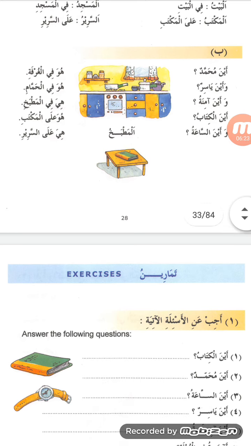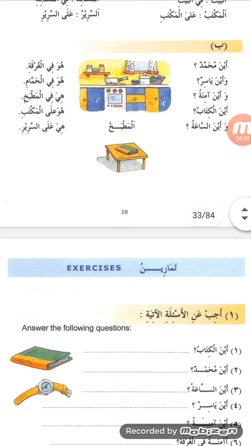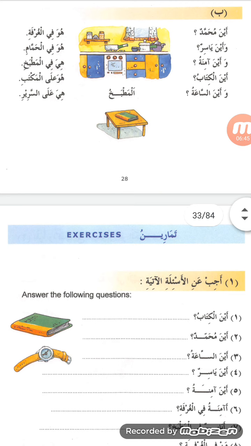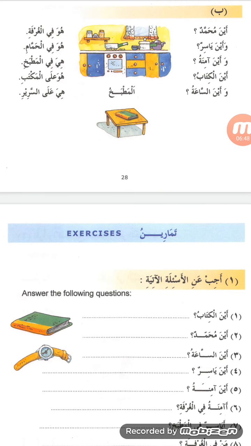As-sariru, the bed. Ala as-sariri, on the bed or upon the bed. Ala gives the meaning of on, upon. Aina Muhammad. Aina is used to ask a question. Aina means where. Where is Muhammad? Huwa fil ghurfati. He is in the room. Huwa means he. Huwa is a pronoun used for third person, singular, masculine.